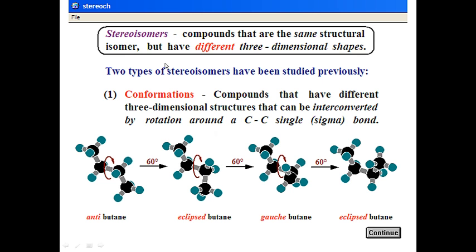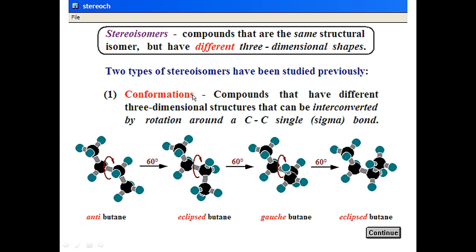So first, what are stereoisomers? They're compounds that are the same structural isomer, but they have different three-dimensional shapes. That's the generic sort of definition of stereoisomers. We've talked about several specific types of stereoisomers over the course of the last few weeks.